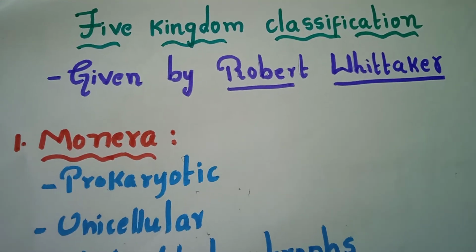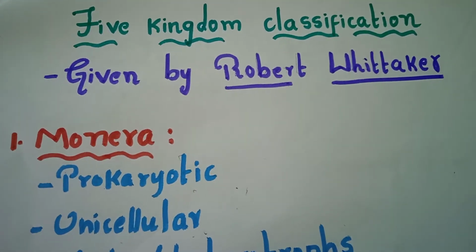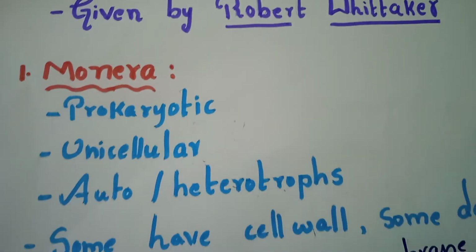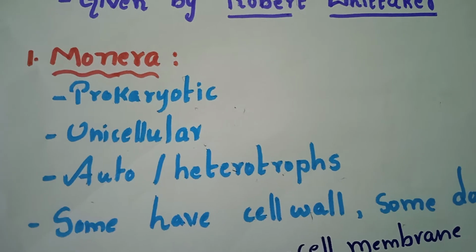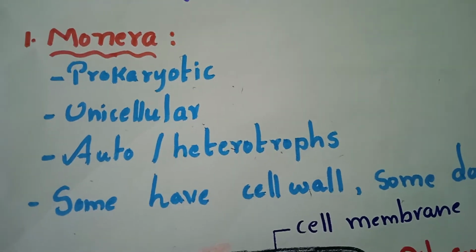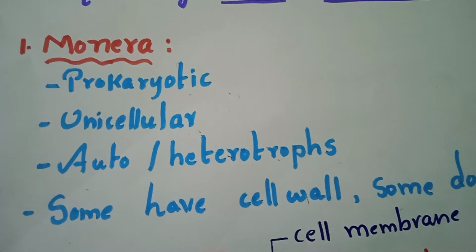Till now we learned the kingdoms in biology are 2 kingdom, 3 kingdom and 4 kingdom. Now the topic is 5 kingdom classification, which was given by Robert Whittaker. And the kingdoms are Monera, Protista, Fungi, Plantae and Animalia. And here are the characters of Monera.